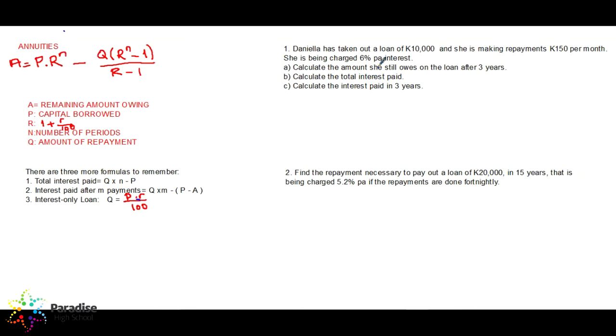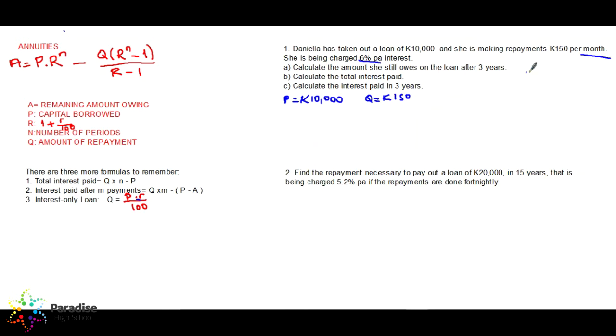Daniela has taken out a loan for 10,000 kina. When we are dealing with annuities, the first thing we have to do is identify what is A, what is P, what is the question. So let's check it out. Daniela has taken out a loan for 10,000. It means that P is equal to 10,000 kina. That's the capital that you borrow. She's making repayments of 150 kina per month. This is very important, per month repayment. So Q is equal to 150 kina per month, and the interest rate is 6% per annum.